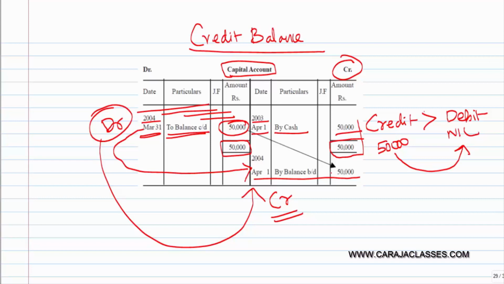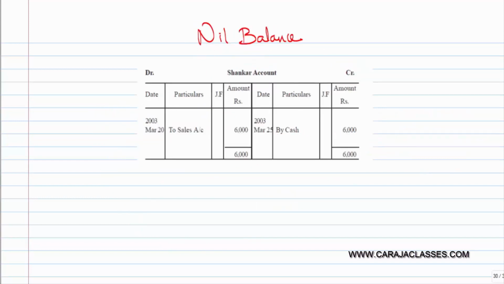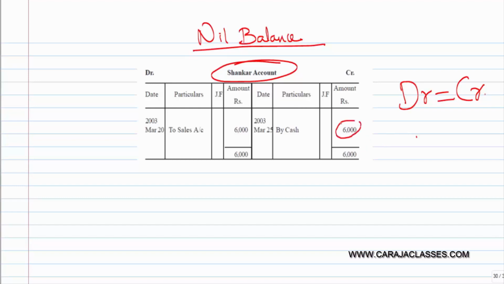The third significance of balancing can be a nil balance. That is, that particular account will not give you any balance, and this can happen when the total of debit is equal to the total of credit. So when the totals of debits and credits are equal, it is closed by merely writing the total on both sides. Here if you look at this account, Shankar account, the total on the credit side is 6,000. Total on the debit side is also 6,000. It means this account does not have any balance. It indicates equality of benefits received and given by the account.